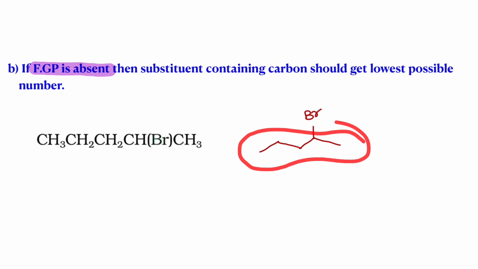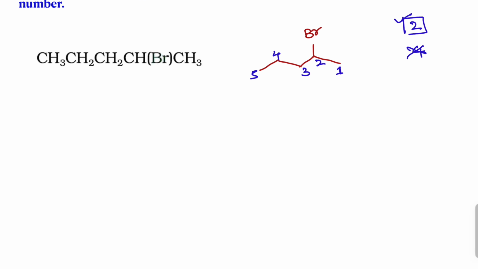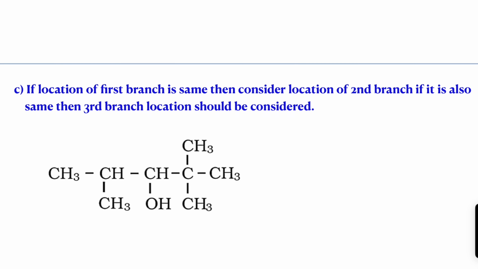There is only one possibility, but numbering should be from the right side: 1, 2, 3, 4, 5. And in this situation, the bromine containing carbon is getting the second number. If you give numbering from the left side, 1, 2, 3, 4, so the possibilities, one is 2, another one is 4. According to the least locant rule, this is correct, this is wrong. So this is about the second sub rule in the least locant rule.